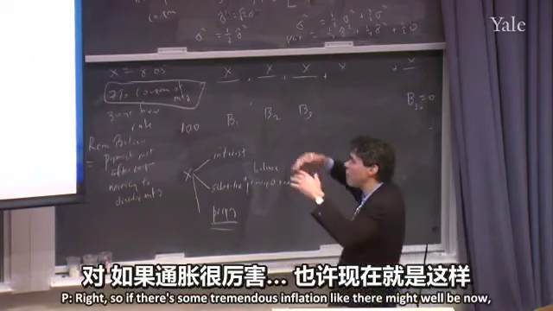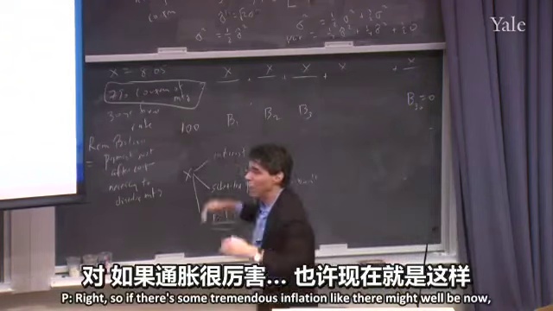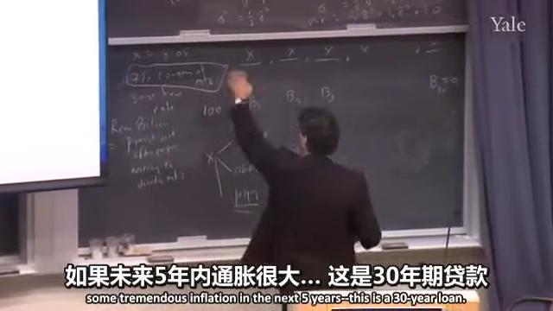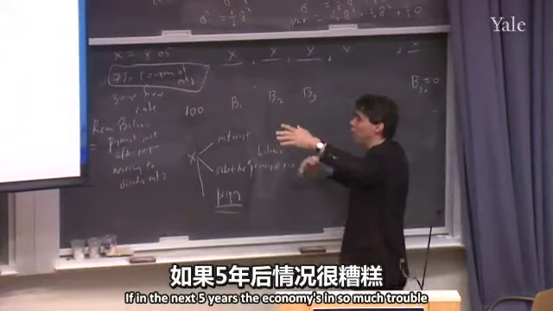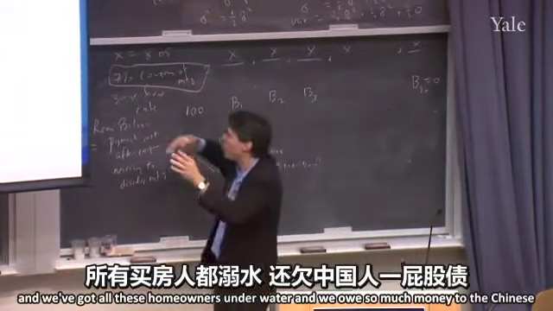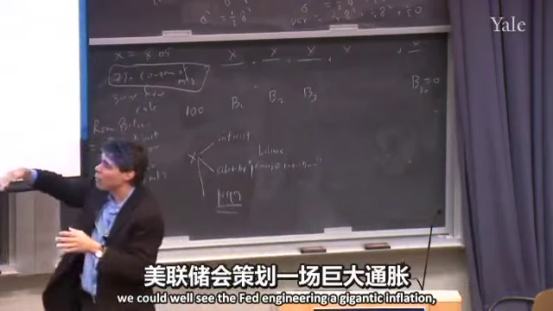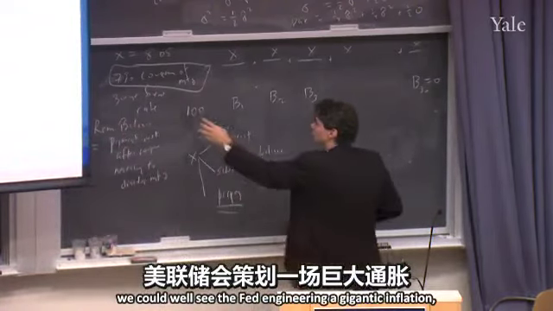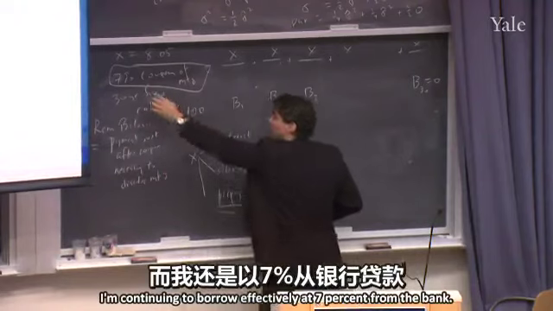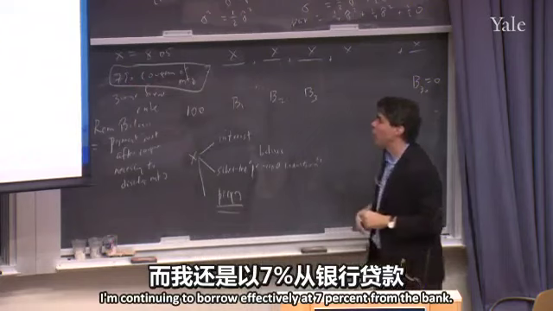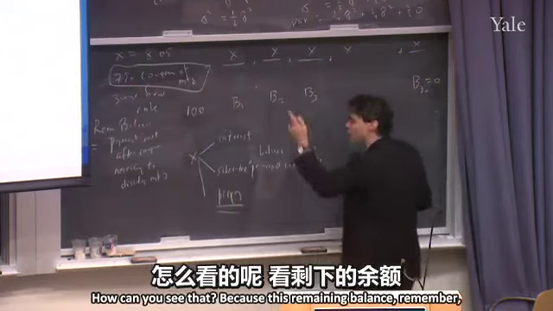Right. So if there's some tremendous inflation, like there might well be now, in the next 5 years, this is a 30-year loan. If in the next 5 years the economy's in so much trouble, with all these homeowners underwater and we owe so much money to the Chinese, we could well see the Fed engineering a gigantic inflation. So the interest rate might go up to 10%. I'm continuing to borrow effectively at 7% from the bank. How can you see that?